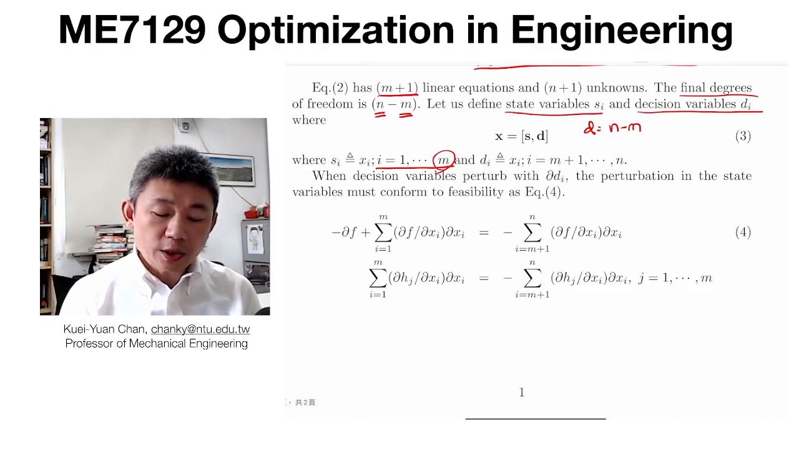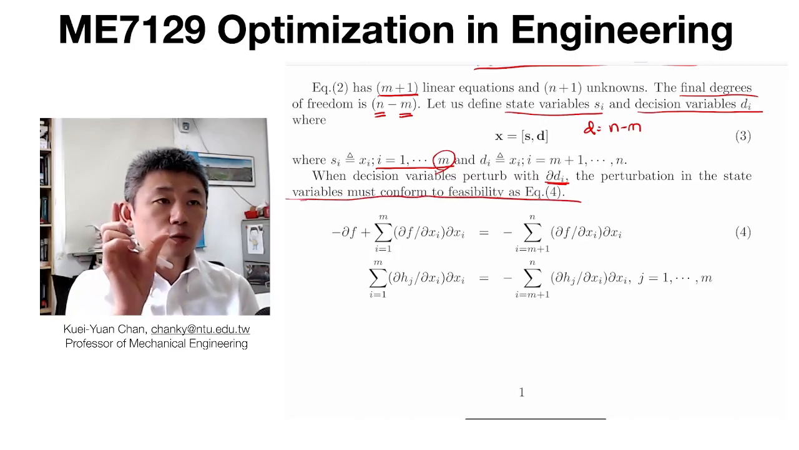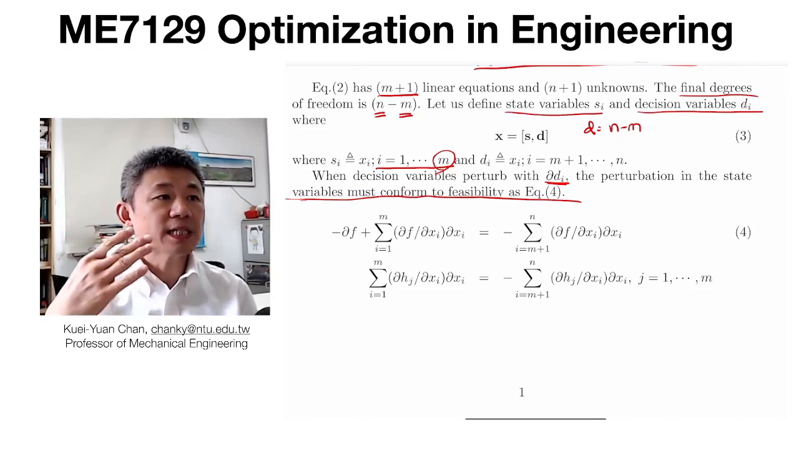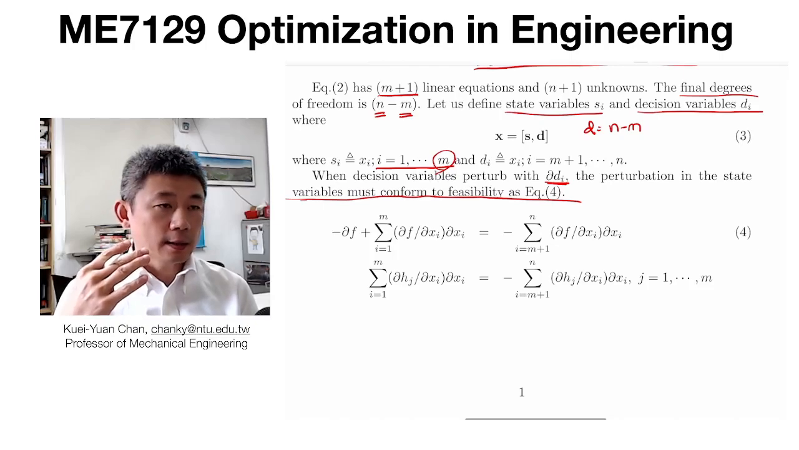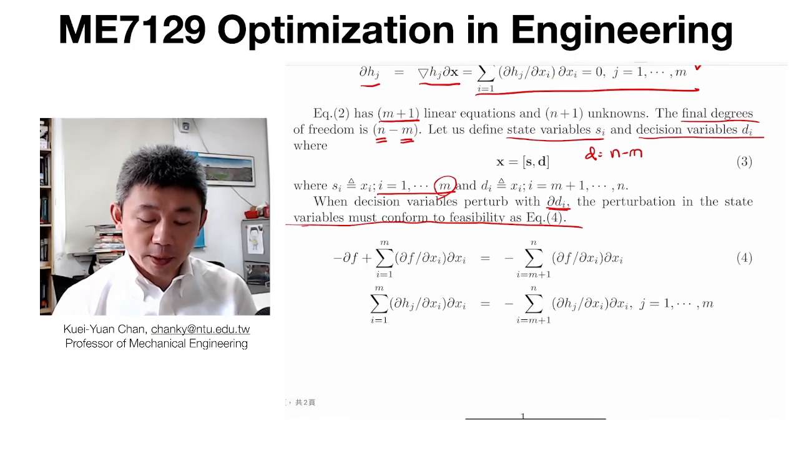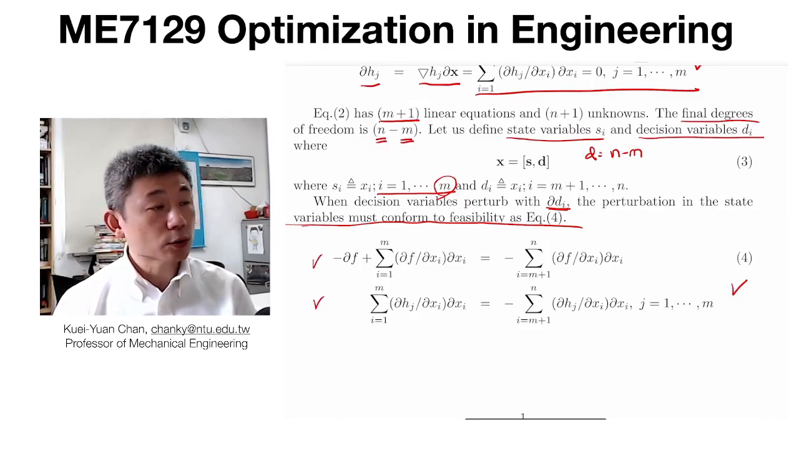So when the decision variable is perturbed, the perturbation in the state variable must conform to feasibility. That means I have two terms, one is state, one is decision. Decision is the degrees of freedom that I make. So when I make a move in the decision, the state has to satisfy those constraint requirements, which is h has to be 0, even in the perturbation version. So if we write the perturbation form, then we have equation 4. Equation 4 shows the perturbation in the objective function and the perturbation in the constraints.